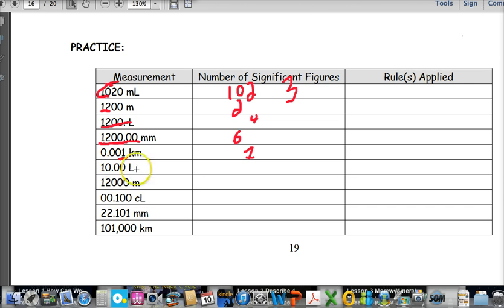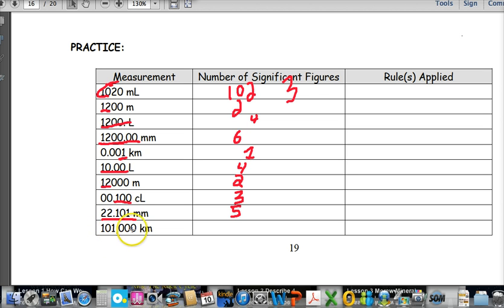Again, the decimal makes these trailing zeros significant, so all 4 of these are significant. I'm going to, again, underline all the significant figures. These are trailing zeros, but there's no decimal, so only the 1 and the 2 are significant, so there's only 2 significant figures. These are leading zeros, so they are not significant. These are trailing zeros. They are significant because there's a decimal, so those 3 are significant. All of these are significant because that 0 is a sandwich 0, so that's 5 significant figures.